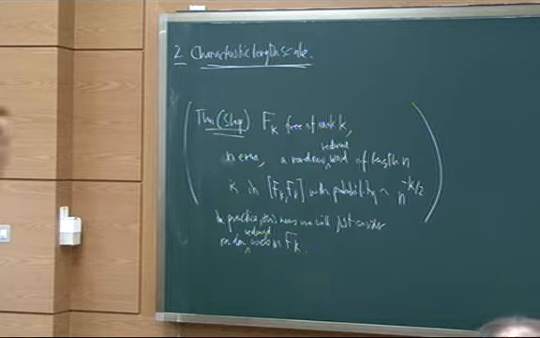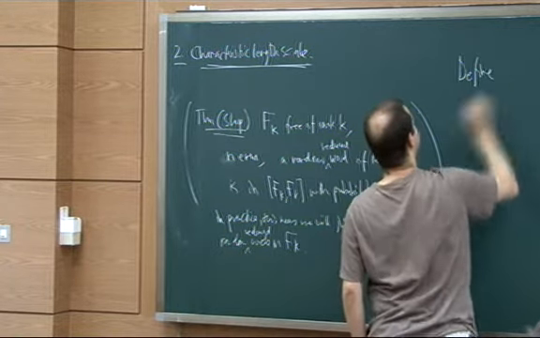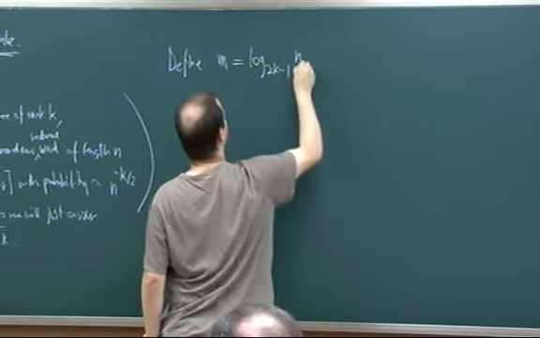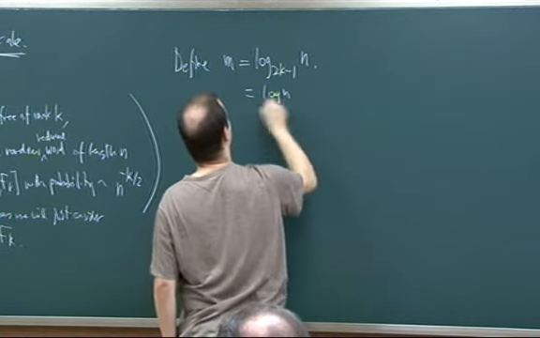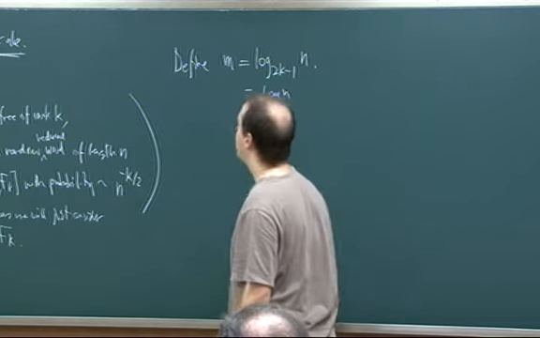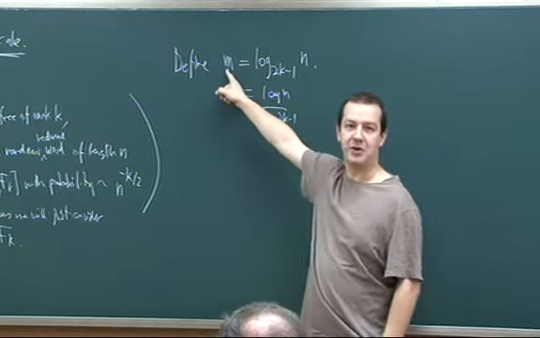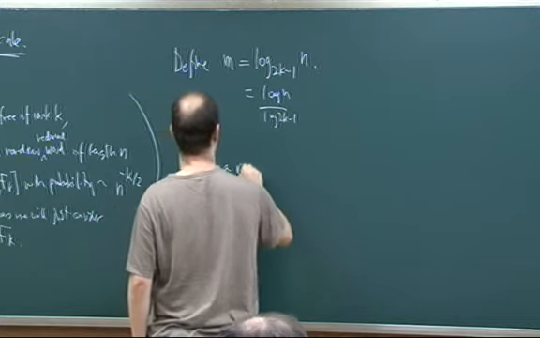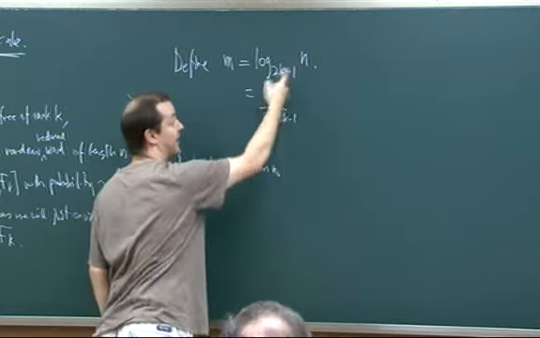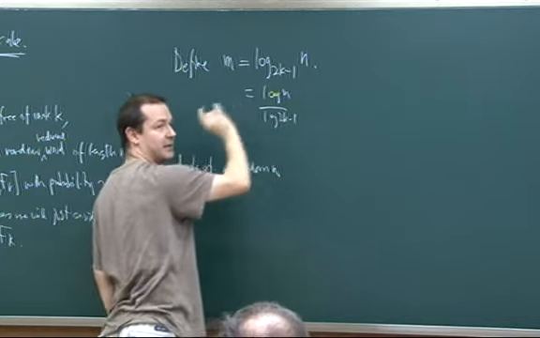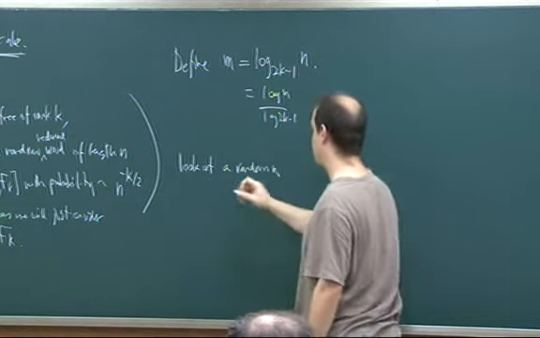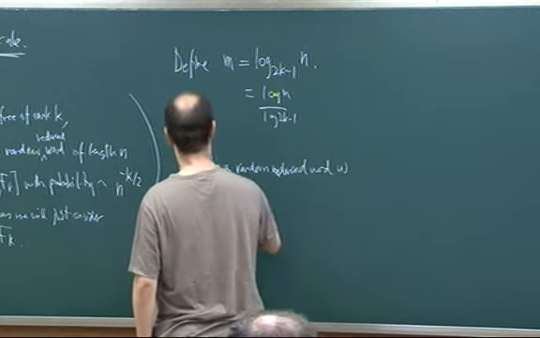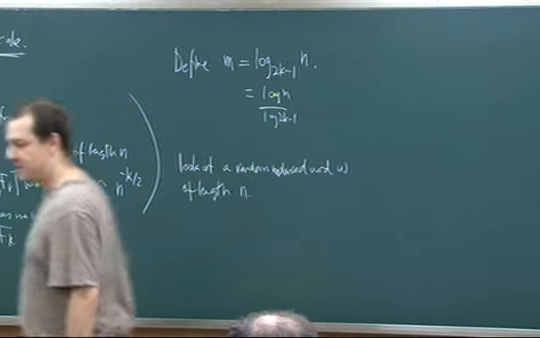Okay, so we're going to define a nice characteristic length scale. M, our characteristic length scale, is going to be log to the base 2k minus 1 of n, which is log n over log 2k minus 1. These are the units we're going to be interested in. If you want, you can think of M as meters. So M is, of course, a function of n. K is fixed, it's just the rank of the group, but M is really a function of n. So we look at a random reduced word of length n. So n is a characteristic length scale.